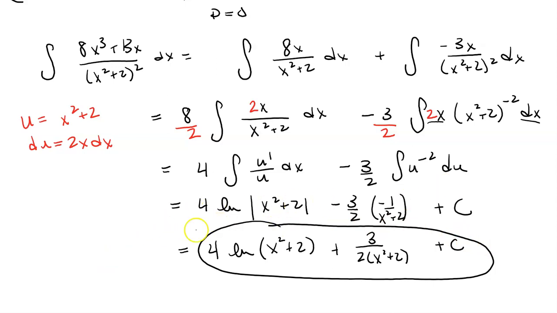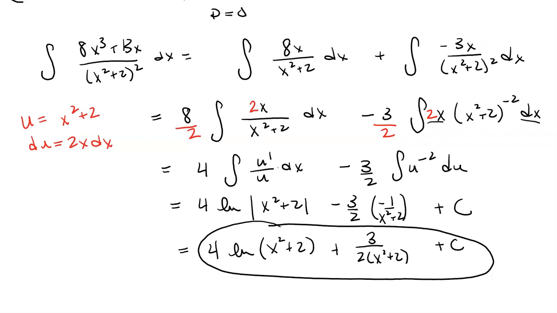Keep in mind as you're working these problems, most of the time you are going to end up with some kind of natural log or some kind of u to a power, but that's not always the case. There may be some problems where you have to do trig substitution in the end. There may be some problems where you end up with an arcsine or an arcsecant or an arctangent.